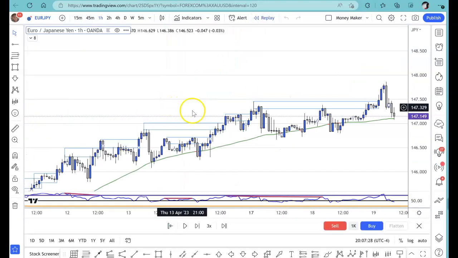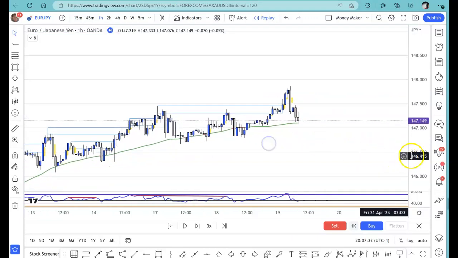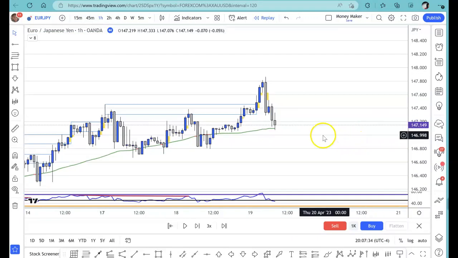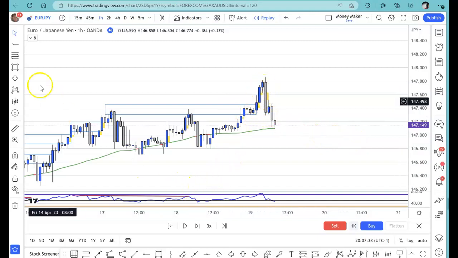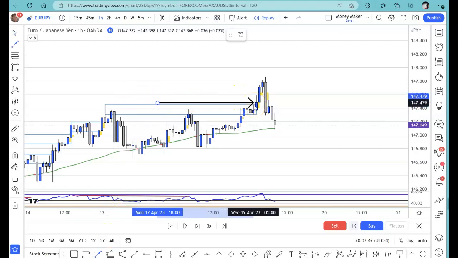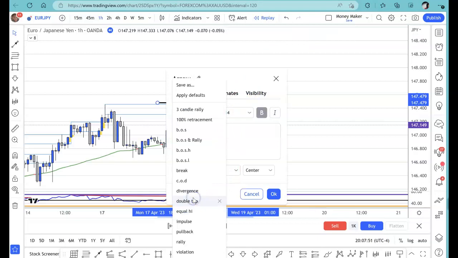So I've identified a blue box. Remember, the blue boxes are for sells, the red boxes are for buys. I've identified a breakup structure and a rally. So I'm going to go ahead and label everything for you. My rally is these four buying candles without any interruptions.